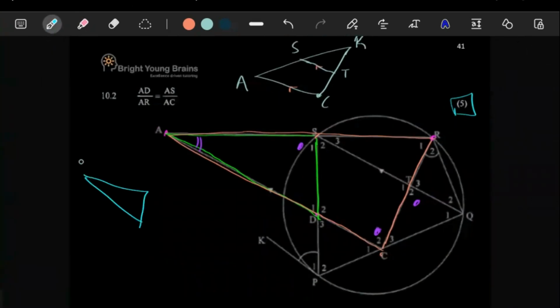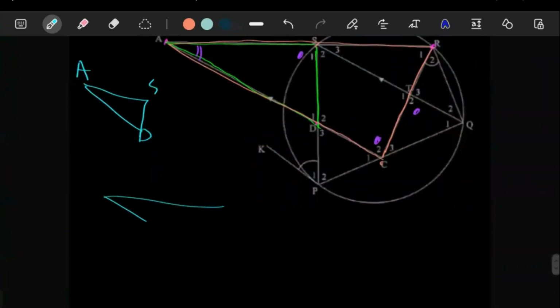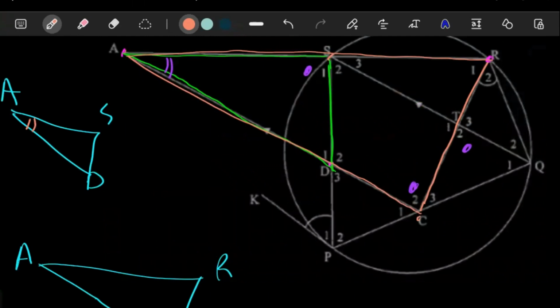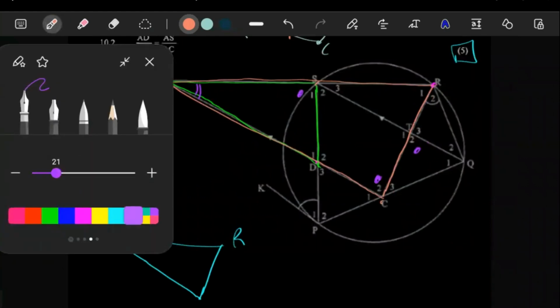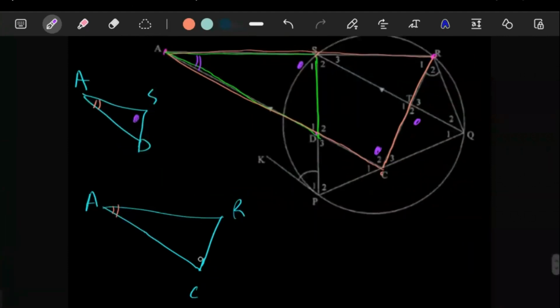triangle ASD, A, S, and D. The other one is the big one, which is A, R, and C. You see? C here, R here, A over there. So this is a common angle, the A's. And then we're also going to eventually prove that angle S over there is equal to angle C over here.